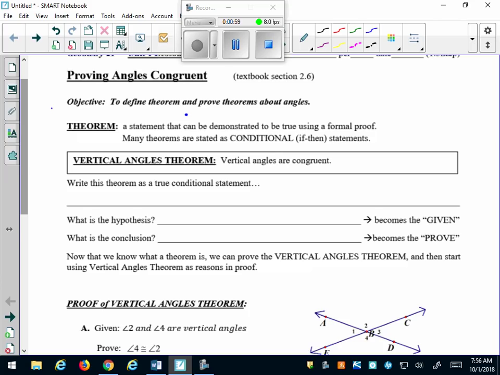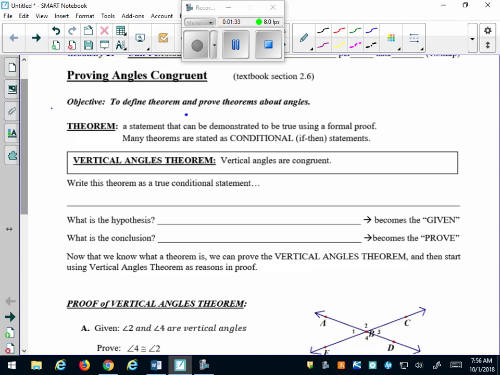Okay, so a theorem, by definition, is a statement that can be demonstrated to be true using a formal proof. So we've talked about postulates and theorems. Postulates we accept as being true without having to prove them, but theorems we actually have to write out a formal proof. Postulates are ideas that can't be proven. Theorems are ideas that, once somebody writes a formal proof, that's what makes it become a theorem.